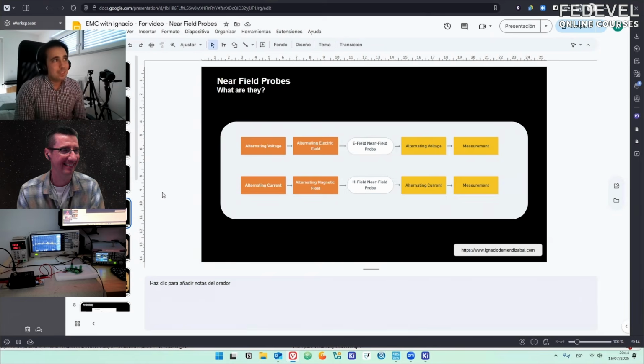And so the fundamentals of near field probes: basically, we have PCBs or electronic systems that generate an alternating voltage. Alternating voltage creates an alternating electric field, and what we are doing is capturing that field to transform it into alternating voltage. And the same with current. That's the main purpose of these two probes. We want to capture alternating energy.